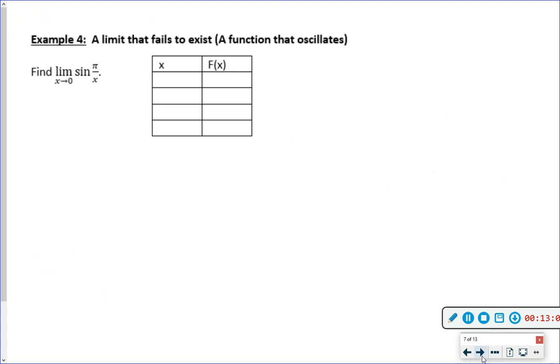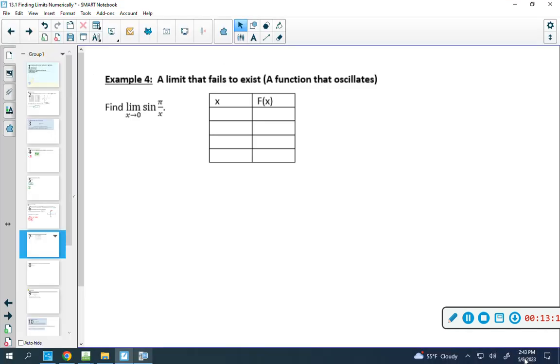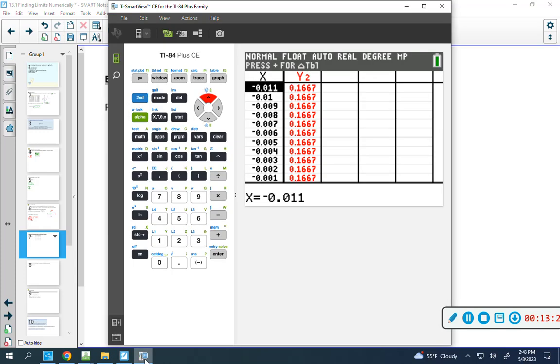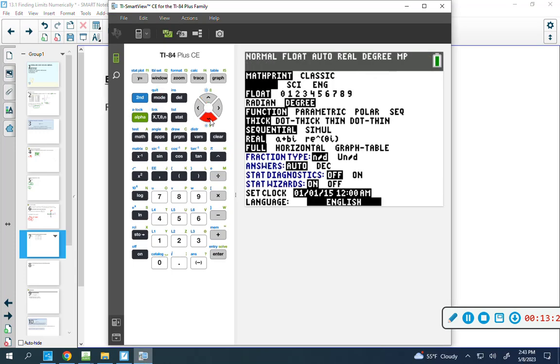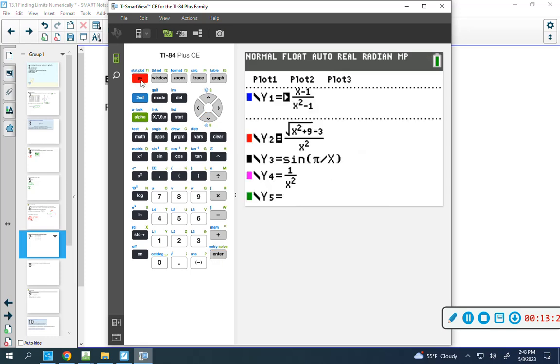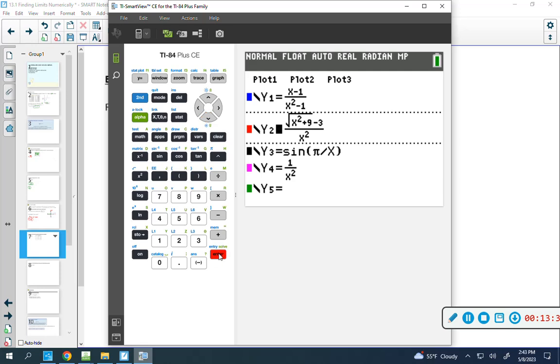Okay, let's take a look at this one. So we're going to do it on the table. Now, we have to talk about our mode here for a quick second. Our mode needs to be in radians. Why? Because it's pi. Pi is in radians, not degrees. So I don't know what my calculator is in, degrees, so I'm going to switch mine here too. I'm going to get my y equals, and like I said, I kind of cheated and typed these in earlier, because I hate typing on this thing. So I'm just going to turn on my third one here.